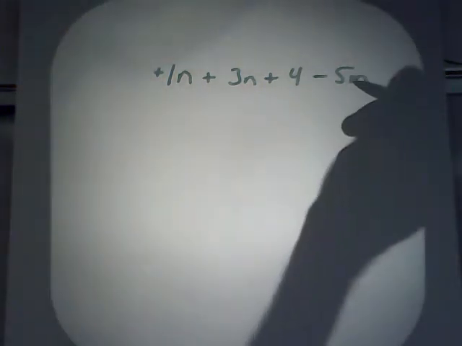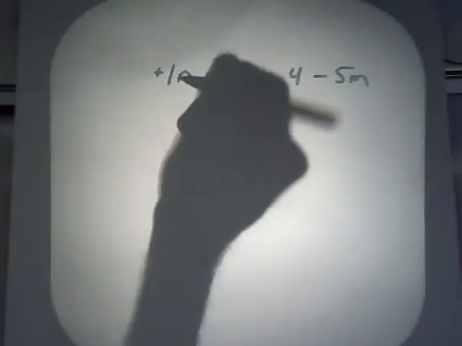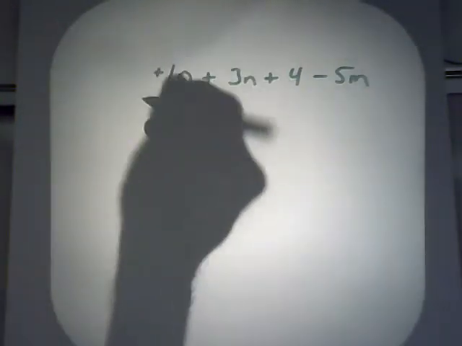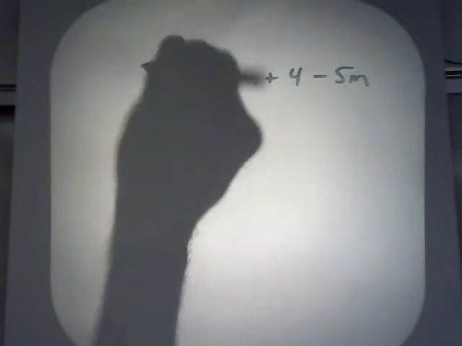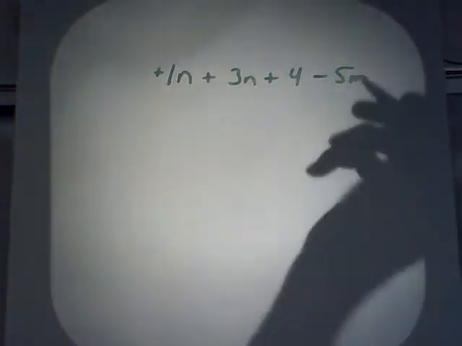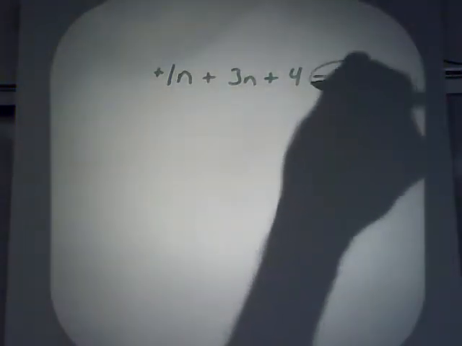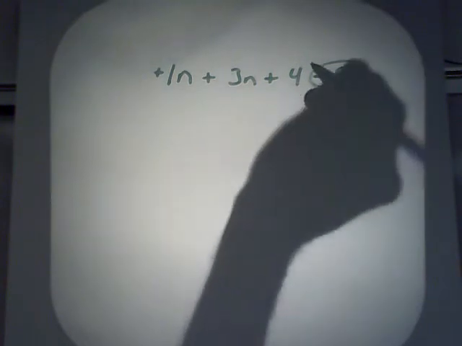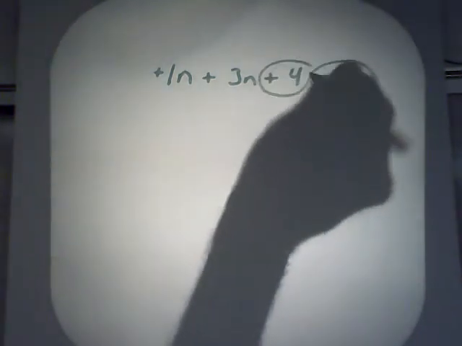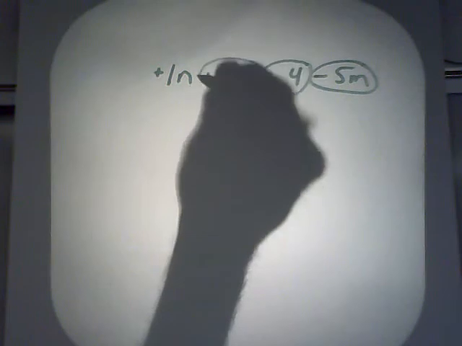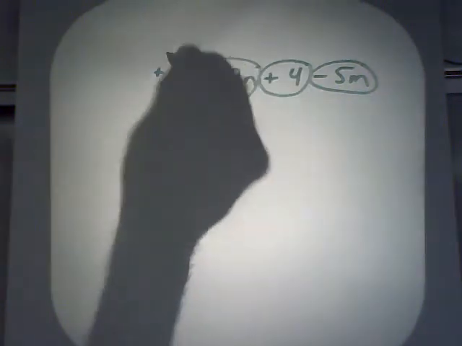Over here. Don't start circling over here. What happens is if you start circling over here, you tend to accidentally circle a positive or get something screwed up. So I always start over here. So let's circle these. Negative 5m, positive 4, positive 3n, and positive 1.